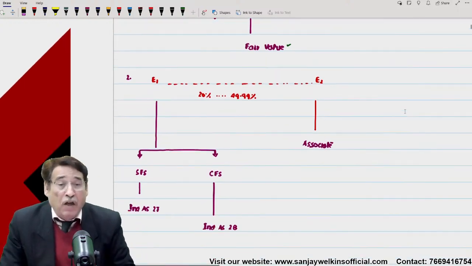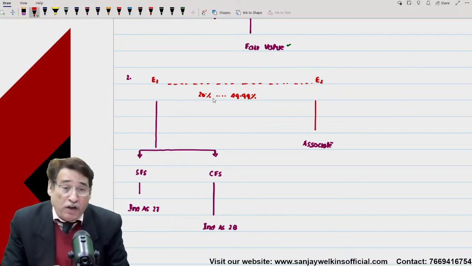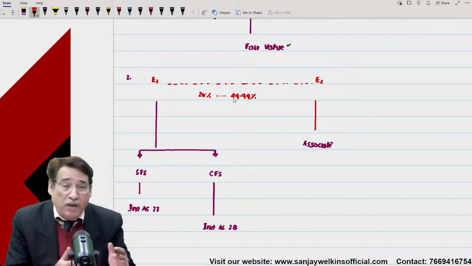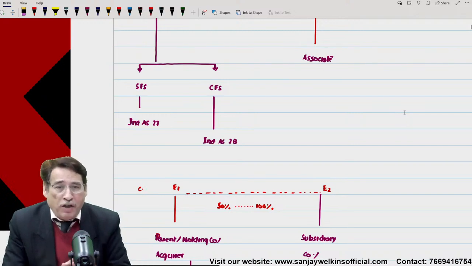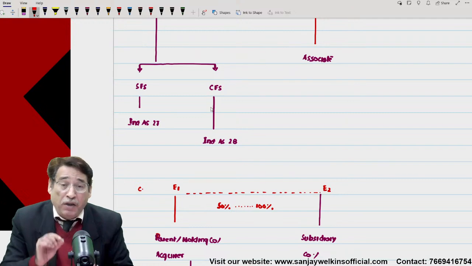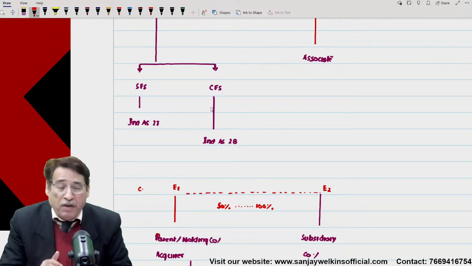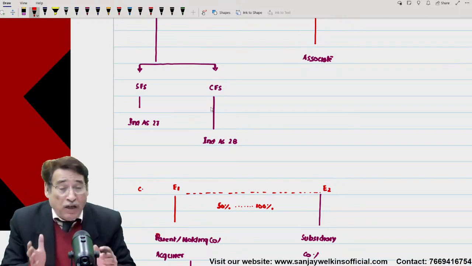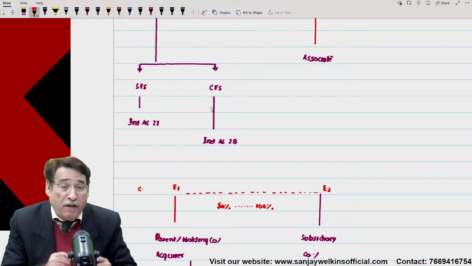Then I took a second case wherein I spoke about an entity by the name of E1. It has an investment in the range of 20% to 49.99% in the other entity. In such a situation, the other entity will become your associate entity. No doubt about that. Under such a situation, the important point is that the investor entity will have to prepare two types of financial statements. One, separate financial statement, another one, consolidated financial statement. The separate financial statement, as a professional student you need to keep in mind, will be prepared under such circumstances as per Ind AS 27, while the consolidated financial statement shall be prepared as per Ind AS 28 if the other entity happens to be your associate entity.